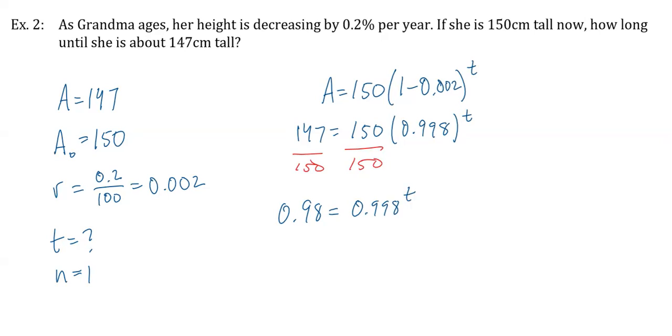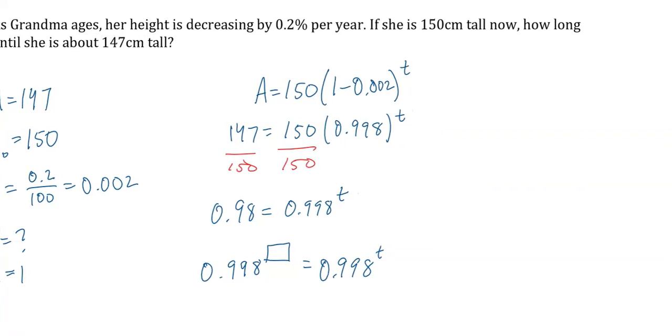And then same thing, I've got to do 0.998 to some exponent equals 0.998 to the t. And we just have to randomly guess and check. So I'm going to start with 0.998 to the 5. And that gave me 0.990.